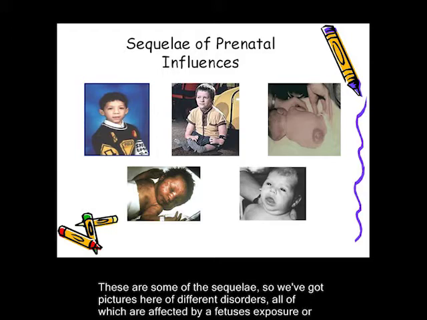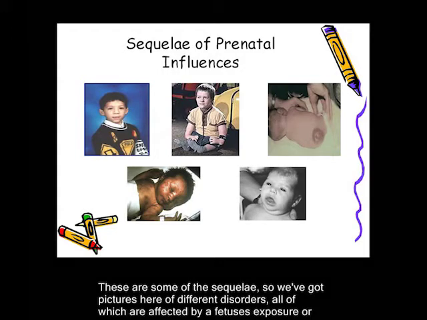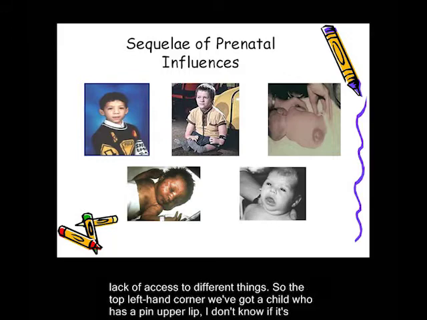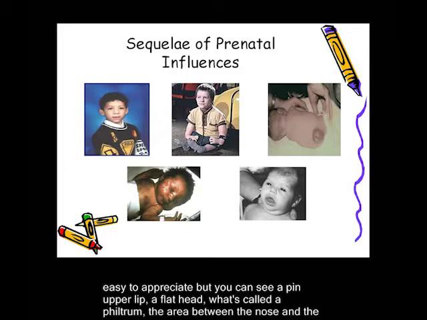So we've got pictures here of different disorders, all of which are affected by a fetus's exposure or lack of access to different things. So the top left-hand corner, we've got a child who has a thin upper lip. I don't know if it's easy to appreciate, but you can see a thin upper lip, a flat what's called a philtrum, the area between the nose and the lip.